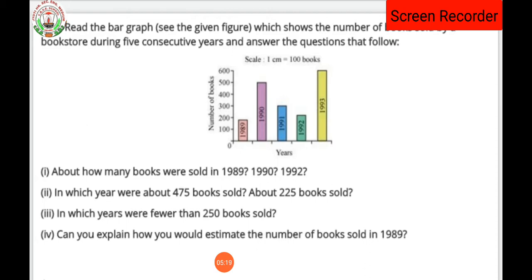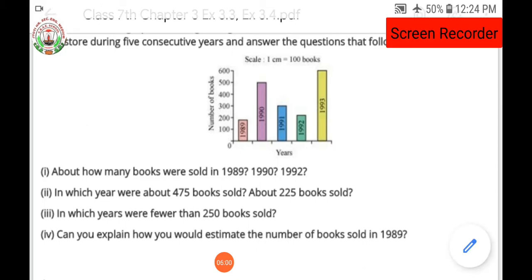Then in the third part of the question, in which years were fewer than 250 books sold? Fewer means less than 250 books were sold. So in which years were less than 250 books sold? That is asked in the third part of question number 2. Then the fourth question: can you explain how you would estimate the number of books sold in 1989? Here, as I told you, the number of books sold is less than 200 but more than 100, isn't it? You can see the graph clearly, it is between. I can draw and show you.